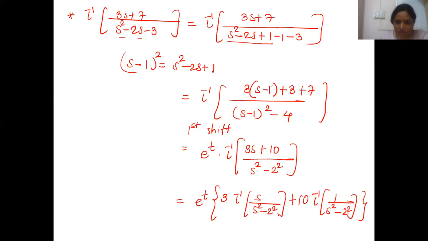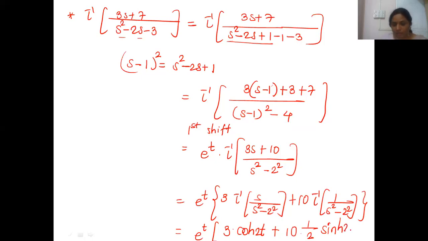What is this property to separate? Linearity. Right. Linearity. Correct. So e raised to t, 3 into what is that? Cos hyperbolic of cos. Very good. This is cos hyperbolic as it is negative in between the denominators. So that is cos hyperbolic 2t plus 10 into 1 upon 2 sine hyperbolic 2t. So here you can just write 5. Thus, this is your answer. Done.